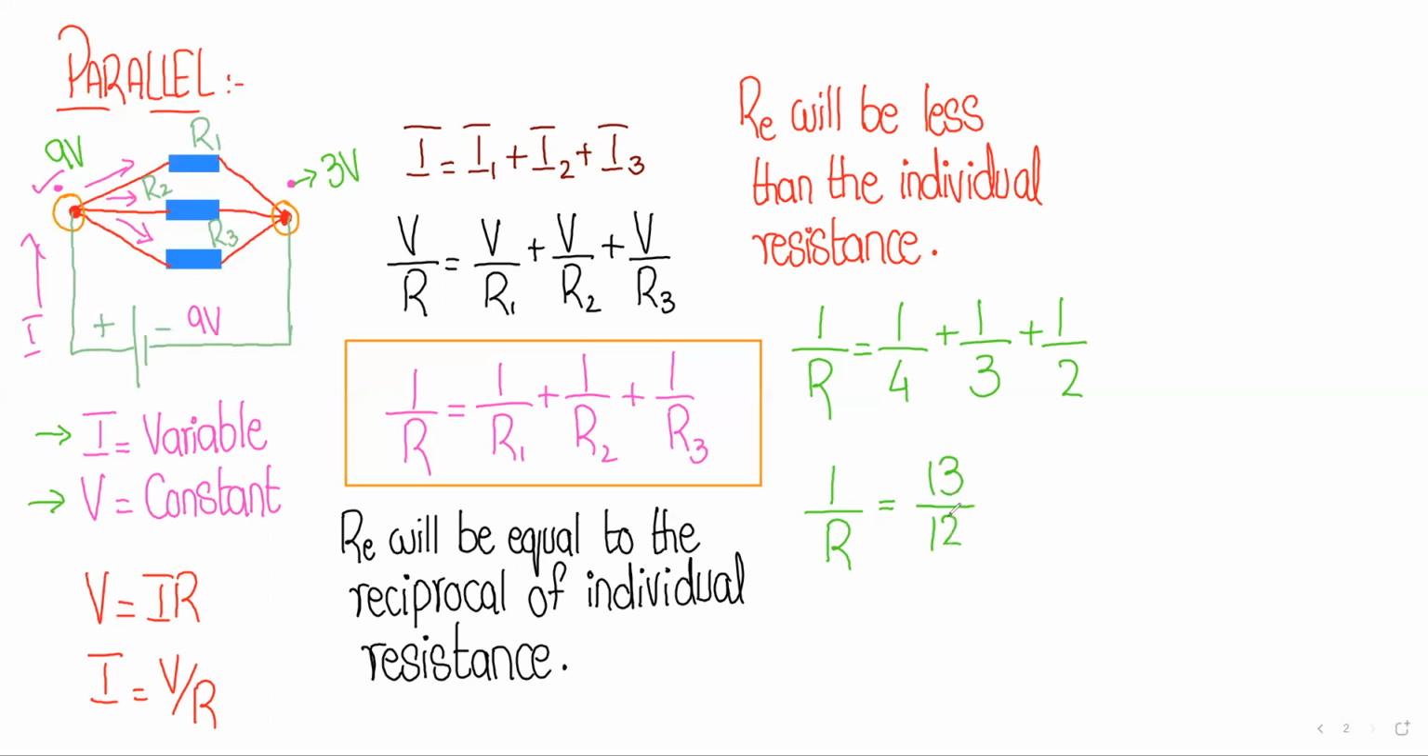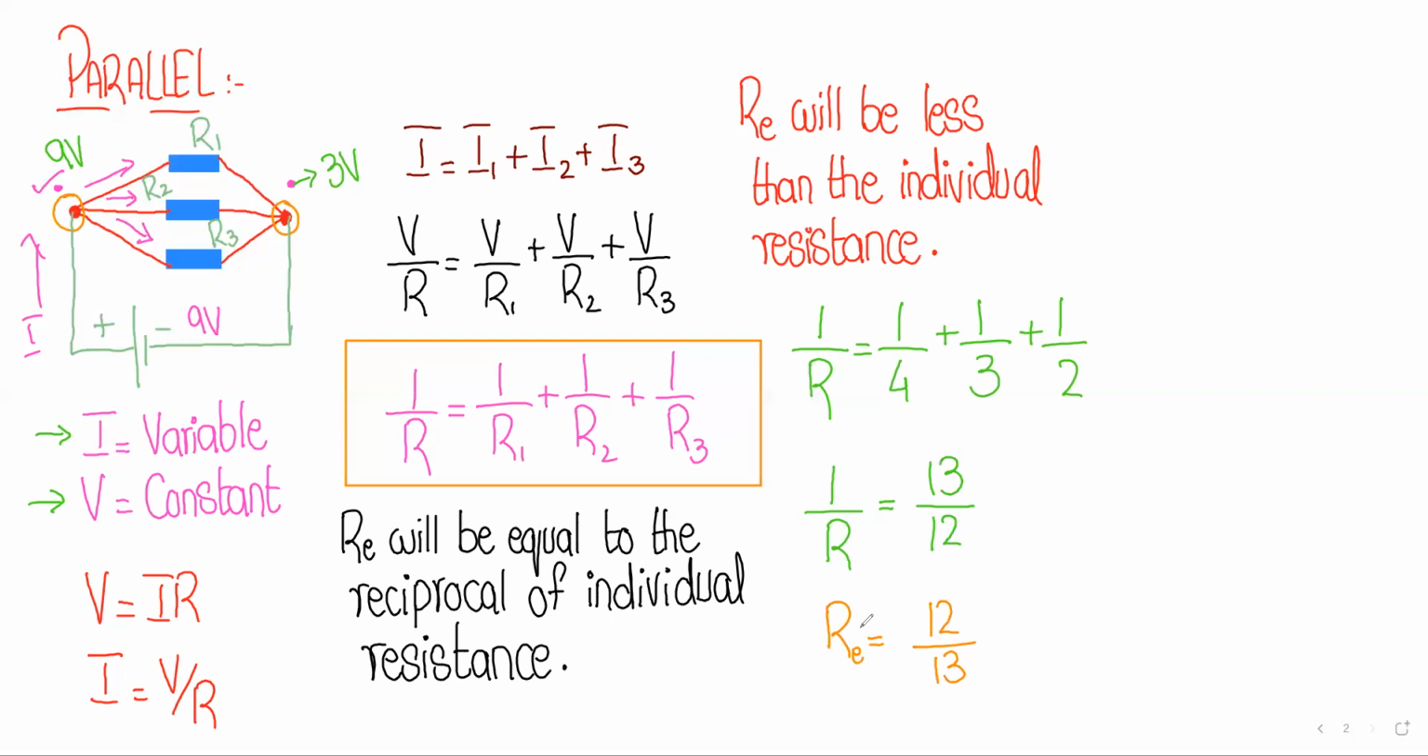By reversing their order, we will get the value of r like this: 12 over 13, right? So 1 over r becomes r, and 13 over 12 becomes 12 over 13. Why 12 over 13? Because on the left hand side you can see there is a value of 1 over r, and we need to calculate the value of r only, because r is the symbol of resistance. So that's why we need to calculate the value of r rather than 1 over r. This is the reason behind that.